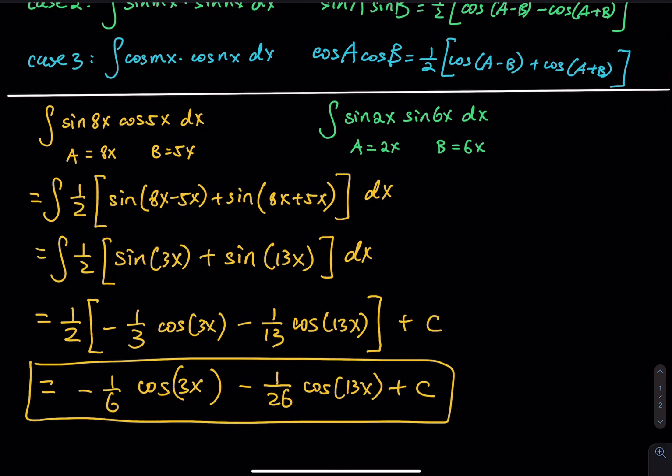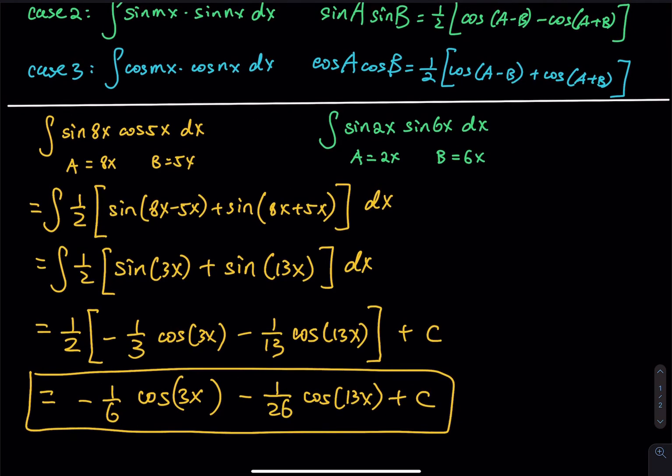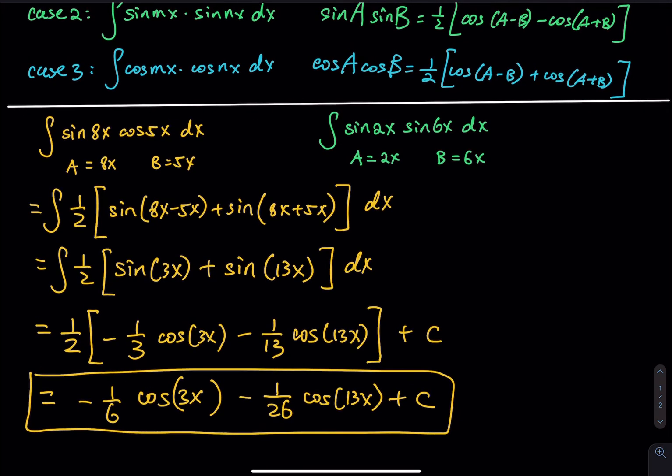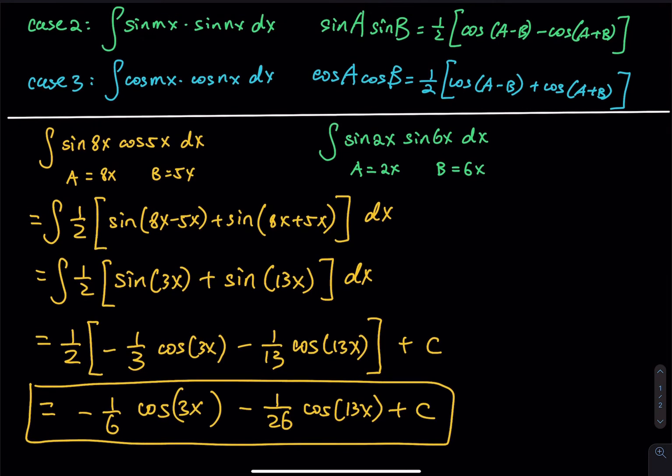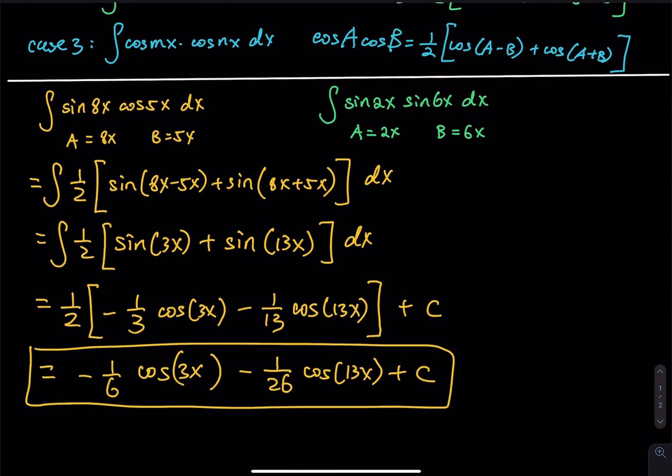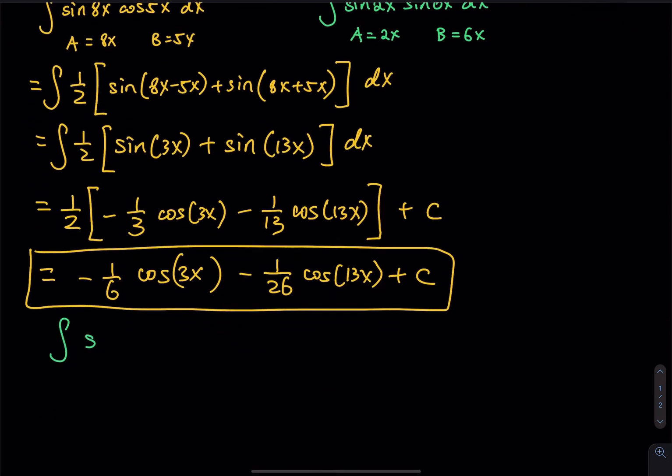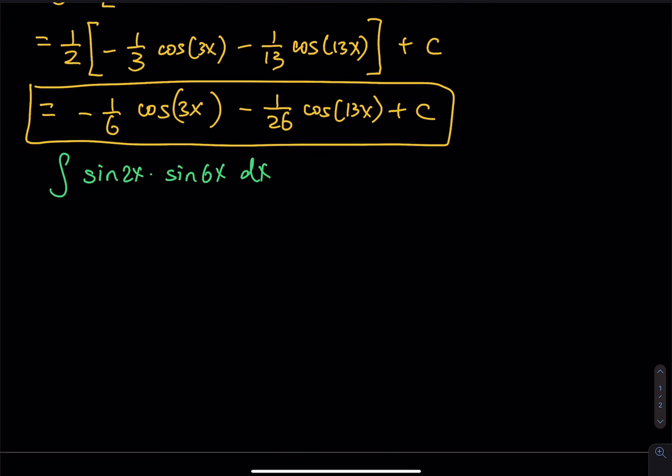All right, let's take a look at the second one. The second one, we have the integral of sine times sine, so sine of 2x times sine of 6x. That matches case 2 on top. Case 2, I gave you a sine times sine, so there is a corresponding product-to-sum identity. Let's do that down below. This is the integral of sine of 2x times sine of 6x dx. First, we know that A is equal to 2x and B is equal to 6x, and we plug it into the product-to-sum identity.